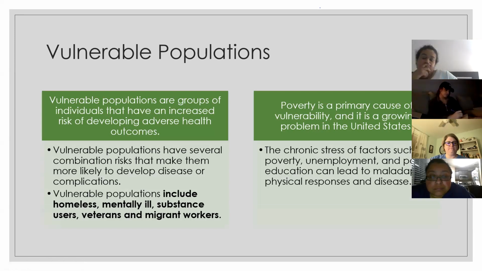All right, vulnerable populations is a concept that you need to know as well. Our vulnerable populations are going to be our homeless, our mentally ill, our substance users, our veterans, and our migrant workers. They have several risks that are going to make them more likely to develop disease. They have an increased risk of developing adverse health outcomes. Know that poverty is going to be our primary cause of vulnerability, and it's a problem as we speak. So the factors we think about with these people are poverty, unemployment, poor education, right?